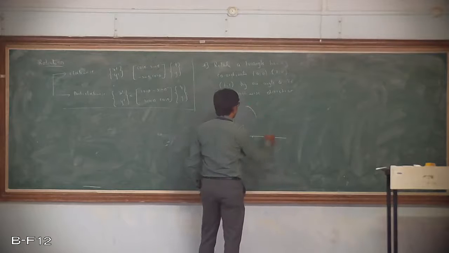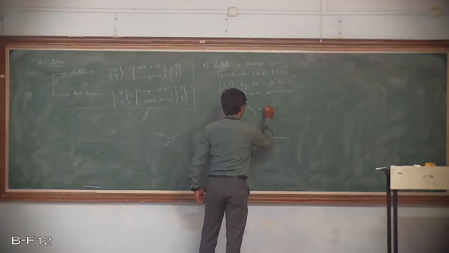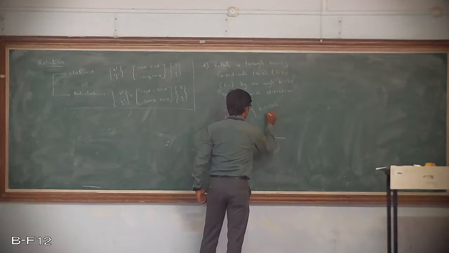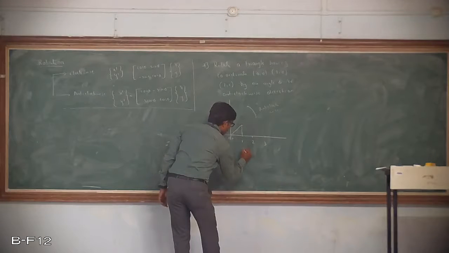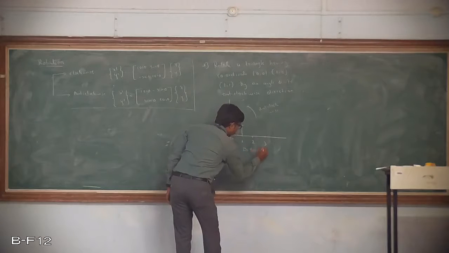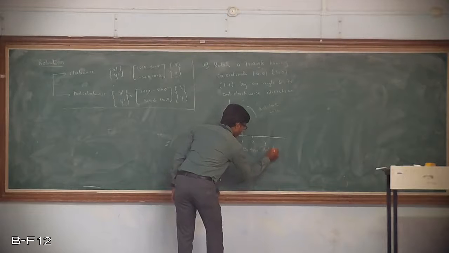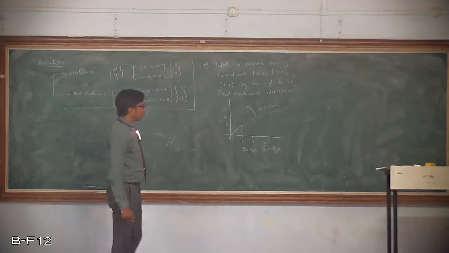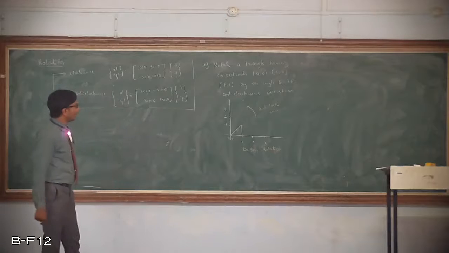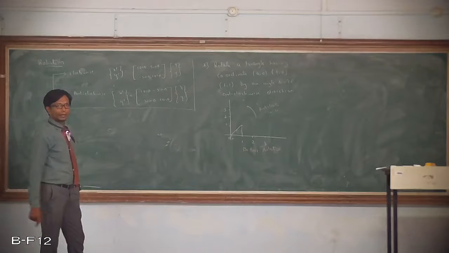This triangle has to be rotated by an angle of 90 degree in the anti-clockwise direction. So this is the figure before rotation. Now we need to find out what will be the location of these 3 points after it is rotated by an angle 90 degree anti-clockwise.